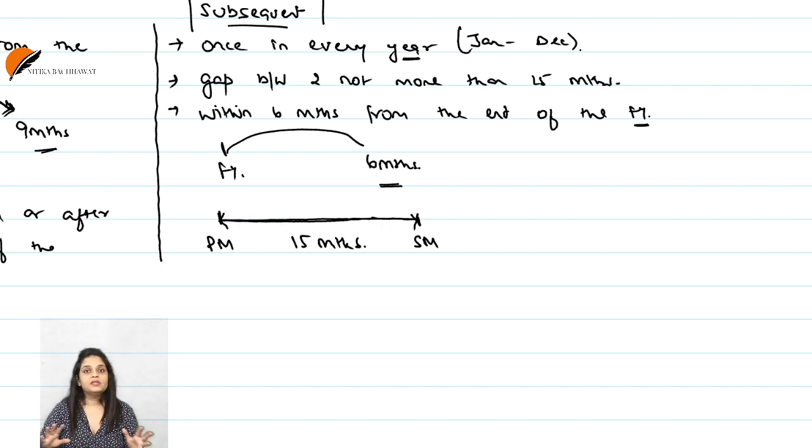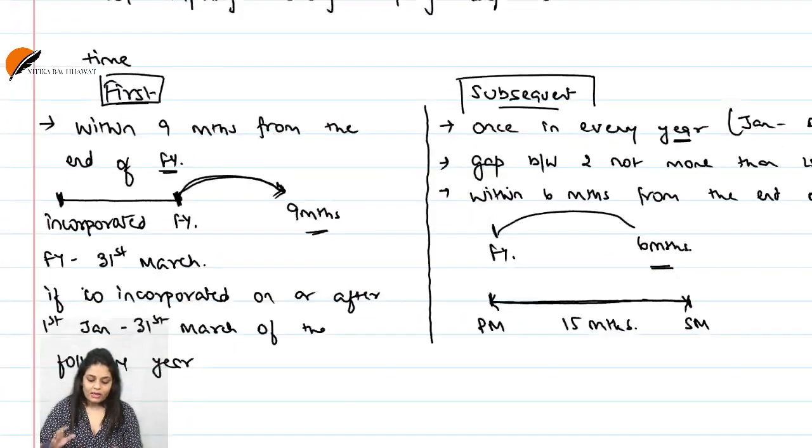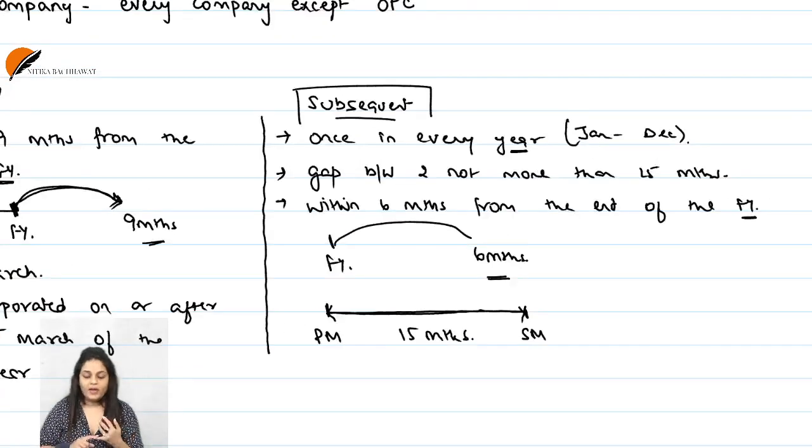Now, I hope it's clear to everyone. So the previous meeting and the next meeting that we are going to hold, the gap between the two should not be more than 15 months. I hope this is clear to everyone. Yes, for first meeting, it was very simple. Within 9 months from the end of the financial year, once in every year. Gap between two not more than 15 months, within 6 months from the end of the financial year.